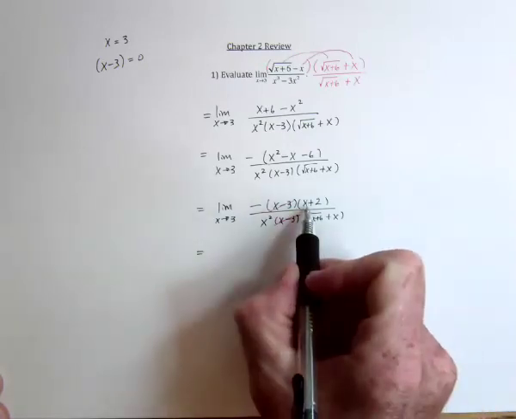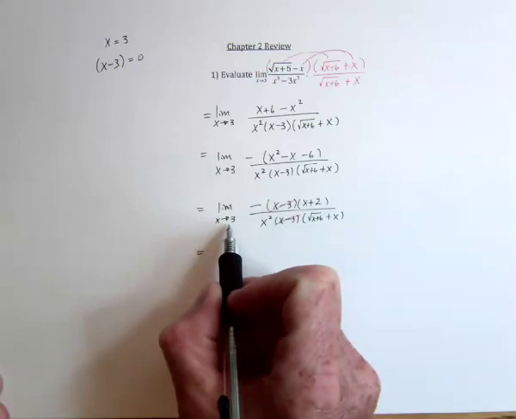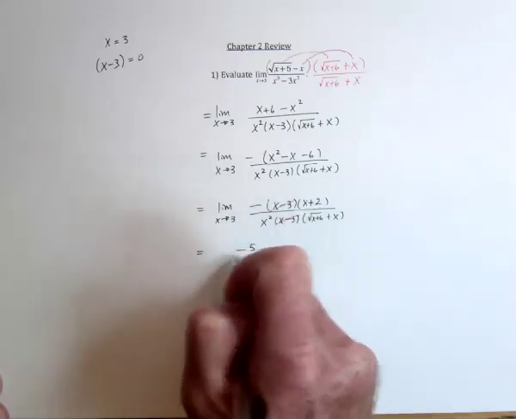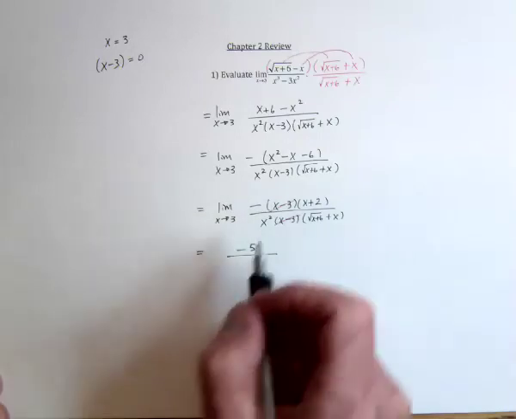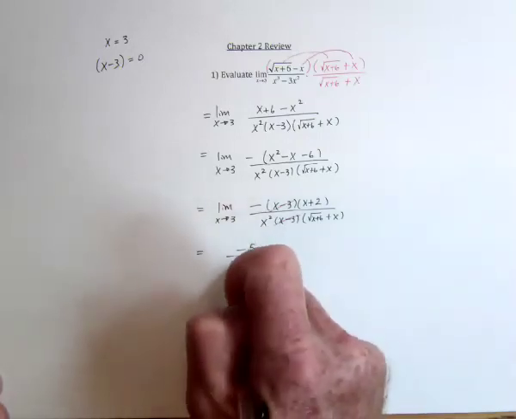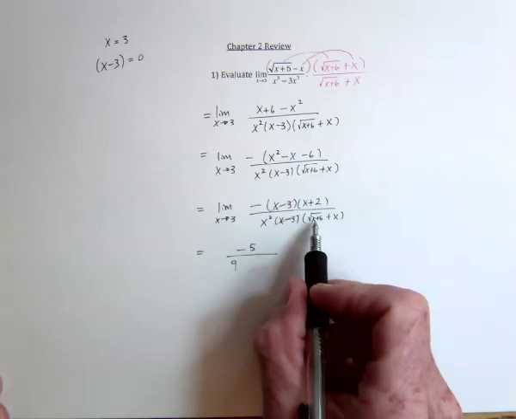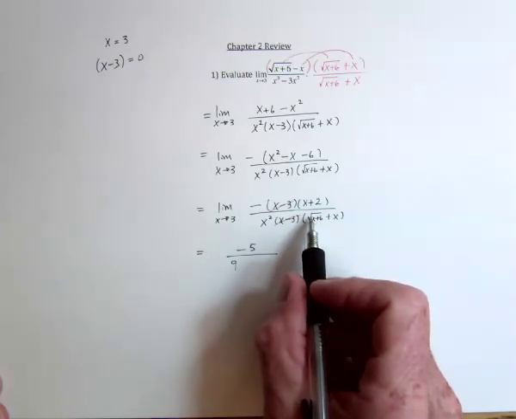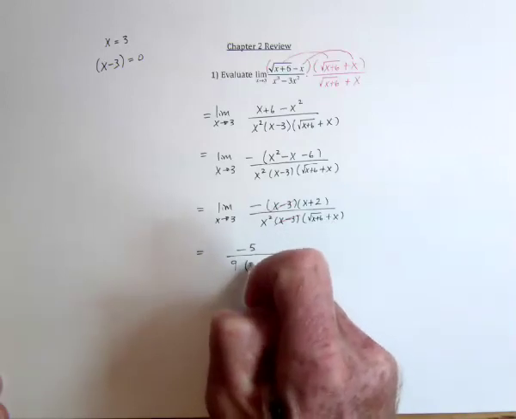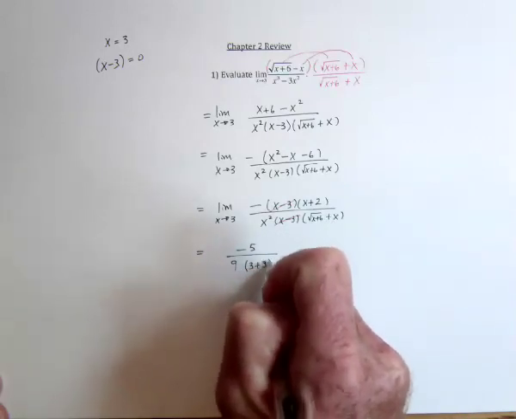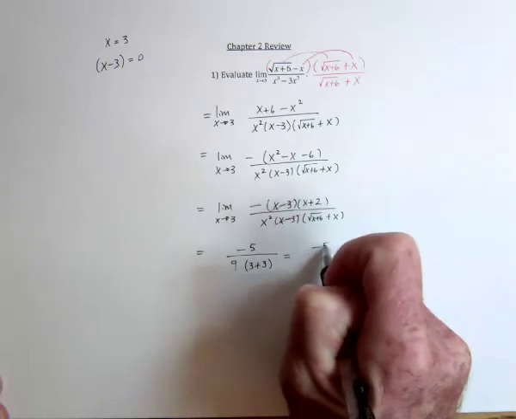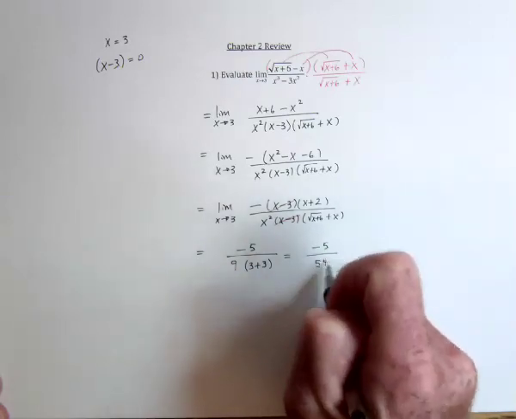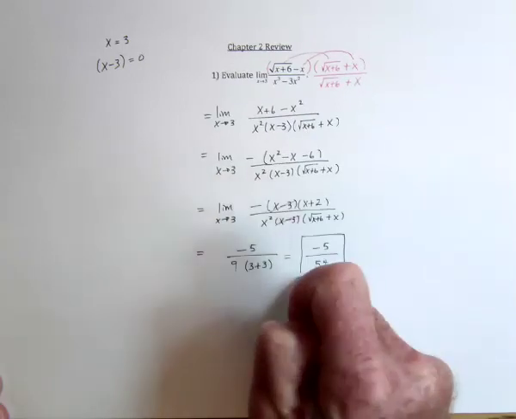Next up, this is going to be a 5, because we substitute that x is 3, so this is going to be a negative 5. And then a 9. This is going to be, let's see, 3 plus 6 is 9. Take the square root, it's a 3 plus a 3. So it's going to be negative 5, and then 6 times 9 is 54. It can't be reduced, so it's done.